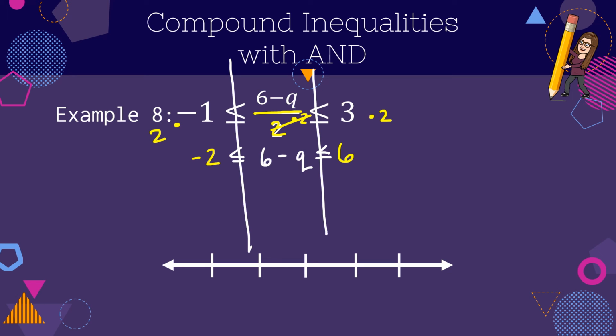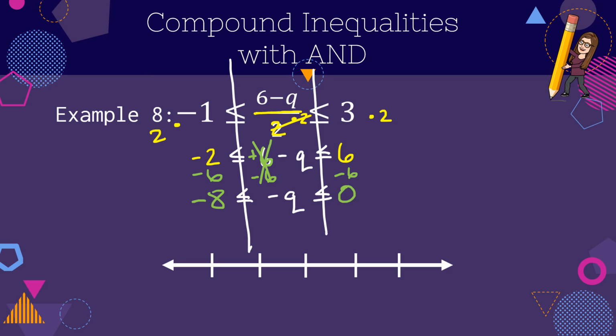All right, let's go again. Next, I see a positive 6. So I'm going to minus 6 from all 3 sides. Opposites go away. Negative q falls down, symbols fall down. Let's calculate. Negative 2 minus 6 is negative 8. 6 minus 6 is 0. That's okay.